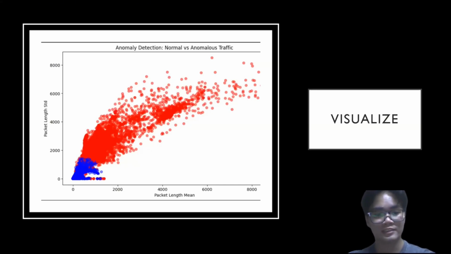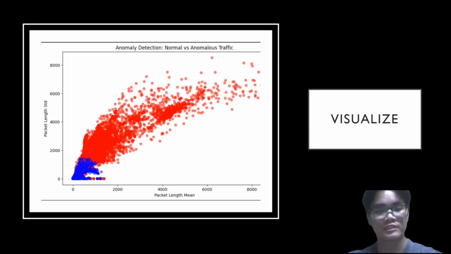On the x-axis, we have the mean packet length, especially the average size of packets over a period. And on the y-axis, we have the standard deviation of packet length, which tells us how much variation there is in packet size. So I will talk about why these metrics are important. Under normal conditions, packet size tends to stay relatively consistent, but when there's an anomaly like a DDoS attack or some form of exfiltration, the packet size and the variability often change dramatically.